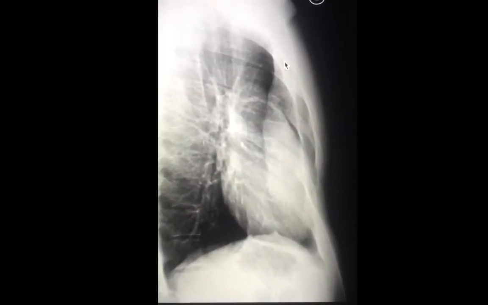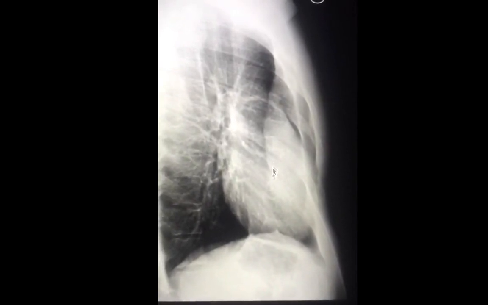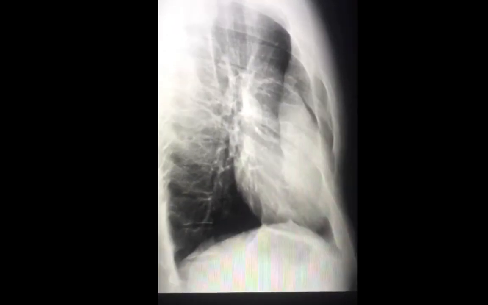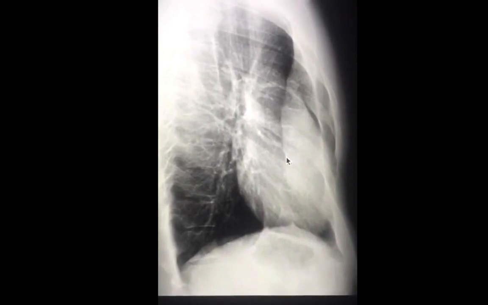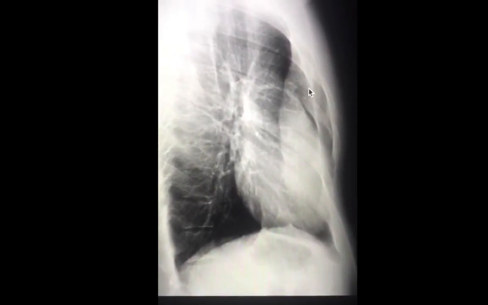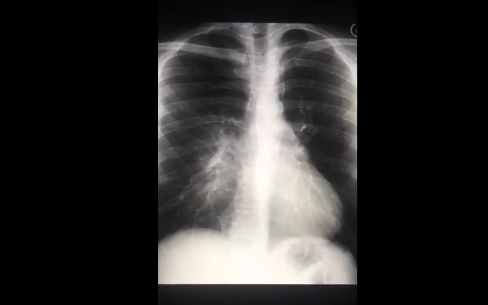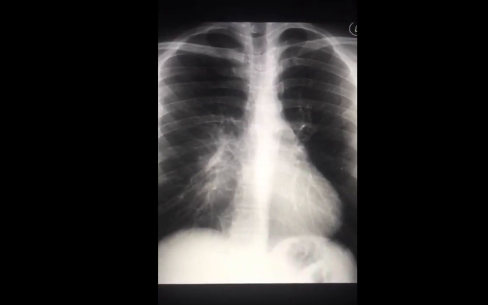And now the diagnosis is more clear. This is the sternum, which has a posterior orientation. We know that a posteriorly displaced sternum is called pectus excavatum, compared to one that's displaced anteriorly, which is called pectus carinatum. So in this asymptomatic patient, the diagnosis was pectus excavatum.